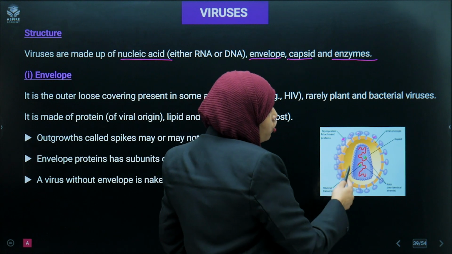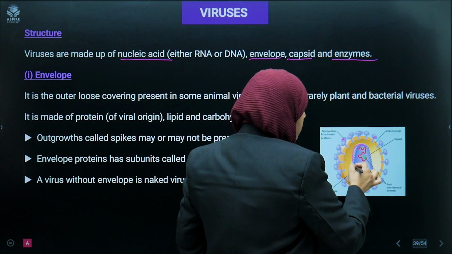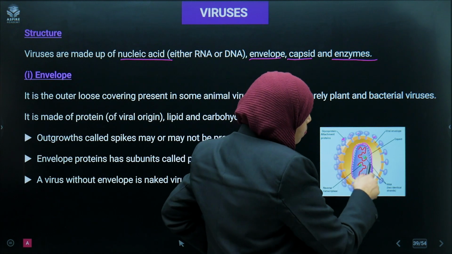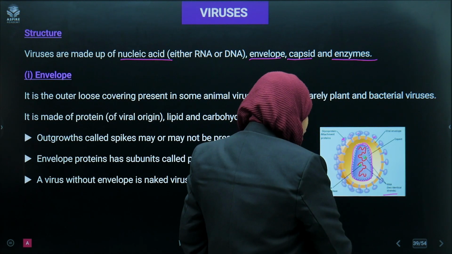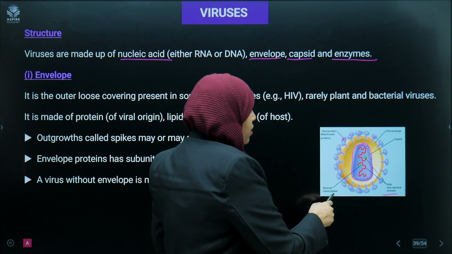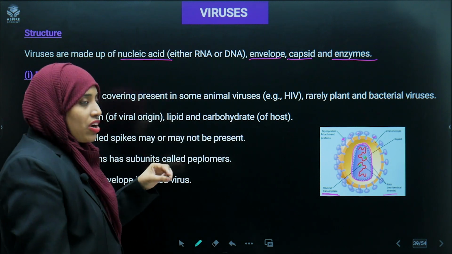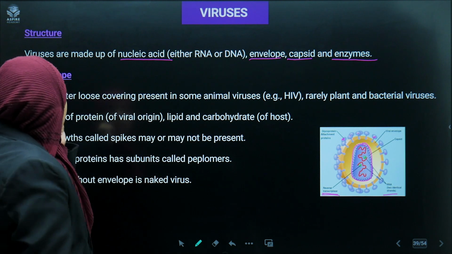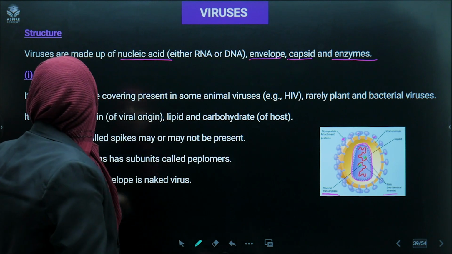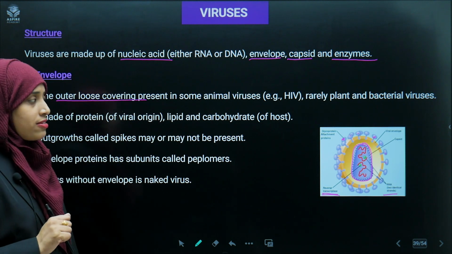And in the center we can see जो nucleoid वाला part है, that is being surrounded by capsid. तो जो nuclear part है, that is surrounded by a capsid. Now the genetic material either RNA or DNA. Now we can see reverse transcriptase. These enzymes are also present within the simple structure of the जो viruses है, you can see that. Now envelope. The envelope or the covering of the whole virus is the outermost loose covering present in some animal virus.